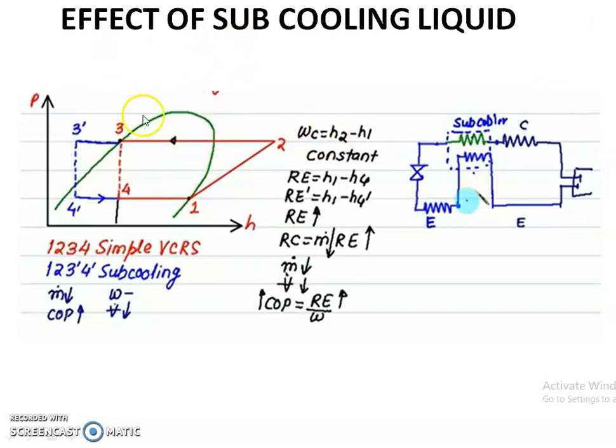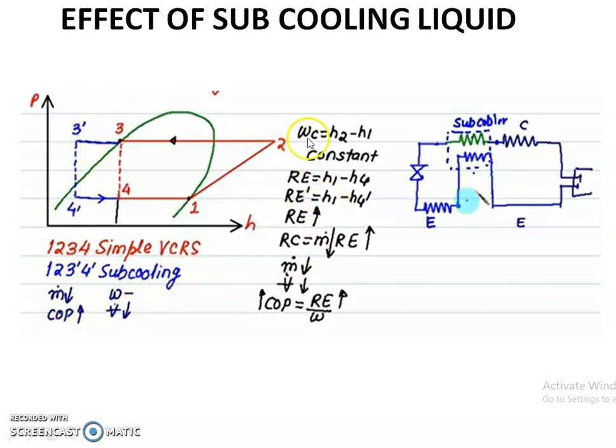With subcooling, the efficiency increases from the subcooling region. Already you know the process 1 2 3 4, the simple vapor compression refrigeration system. After it we additionally add the subcooler, giving 1 2 3' 4', the subcooling system in the liquid region. We use the liquid region for subcooling.